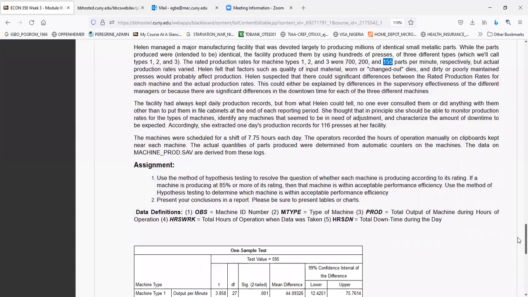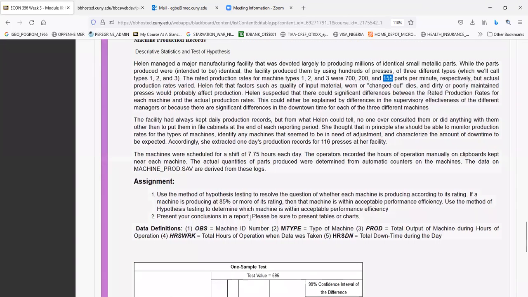Now, the question is, if the machine produces 85% of its design, like machine number 1 is designed to produce 700 units per minute. Am I correct? Yes, you're correct. But if it makes 85% of its capacity, then we will say that it's doing its job. Correct. Very good.